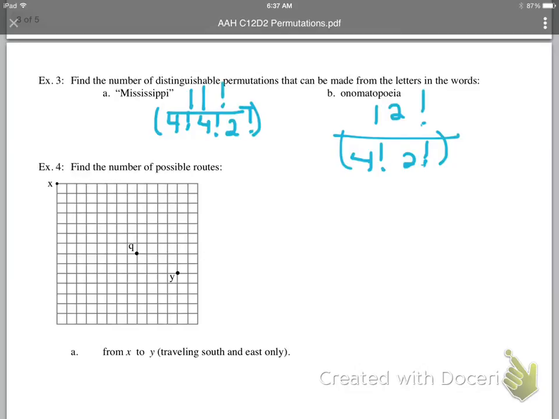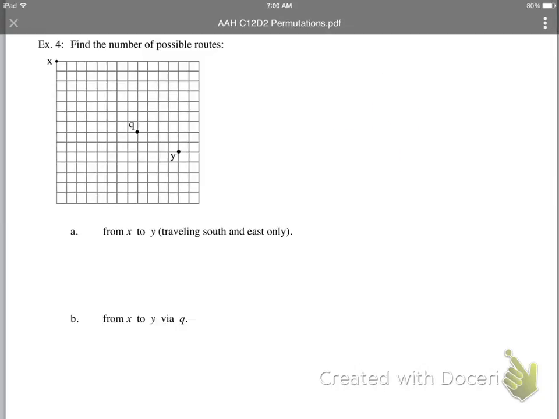So, looking here, just a second. Okay, I had to get it so you could see this whole next problem. So, find the number of routes. This is a pretty cool application of what we're talking about here, the permutations. So, the possible number of routes.